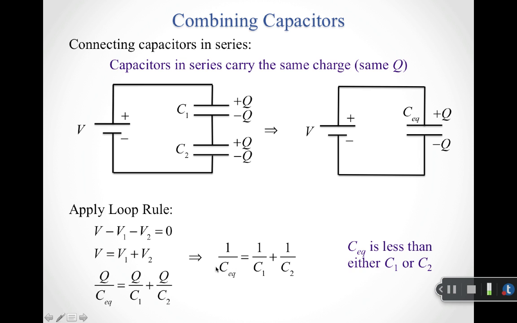The most common mistake students will make is that they will solve this equation and forget to invert to get the equivalent capacitance. So one of the things that we'll try to very strongly emphasize in class is that if you're going to use this equation to combine capacitors in series, the equivalent capacitance requires one more step of inverting your answer when you combine 1 over C1 plus 1 over C2.